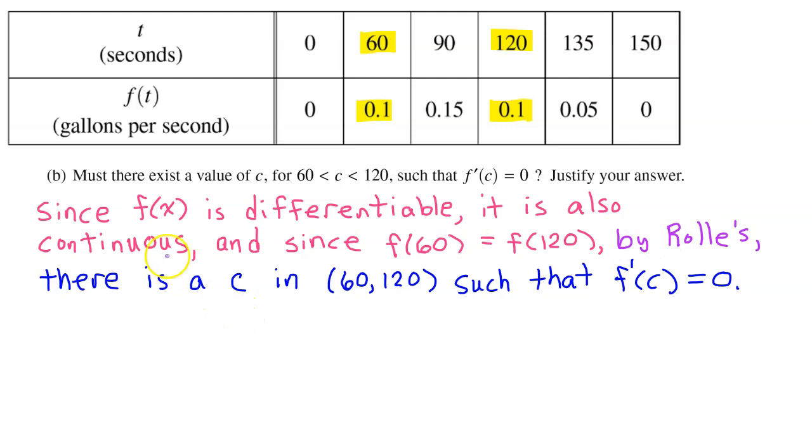So let's put it all together. Since f of x is differentiable, it is also continuous. And since f at 60 equals f at 120, by Rolle's, there is a c in the interval from 60 to 120 such that f prime at c equals 0.